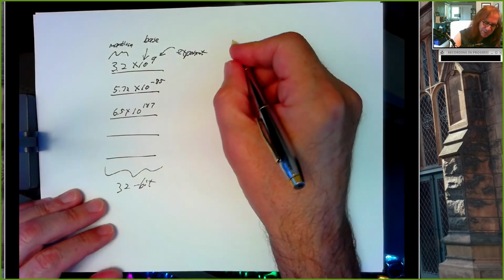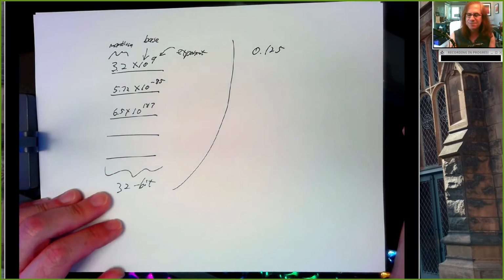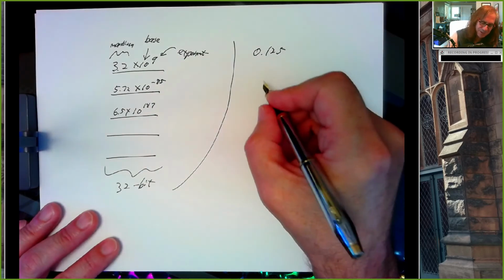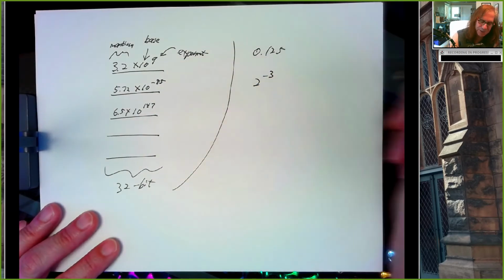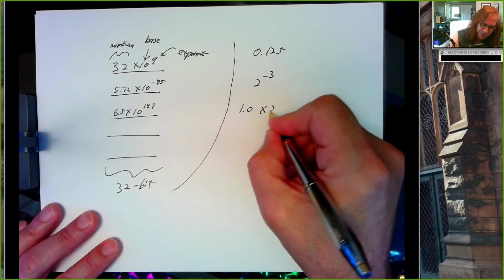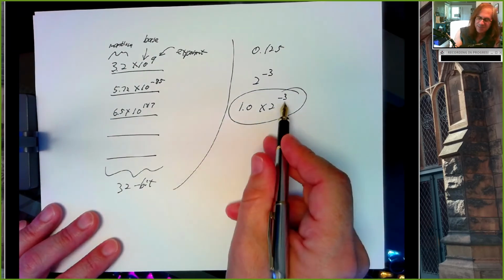So let's say I want to store the number 0.125. Well, this happens to be 2 to the minus 3. So this would be 1.0 times 2 to the negative 3. So I would store a mantissa of 1 and exponent of minus 3.